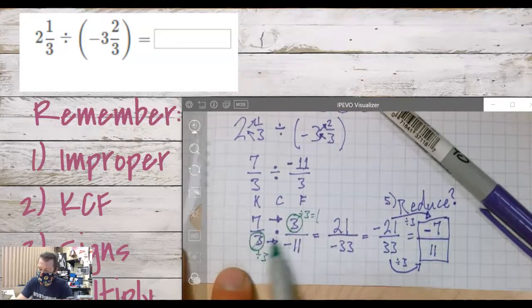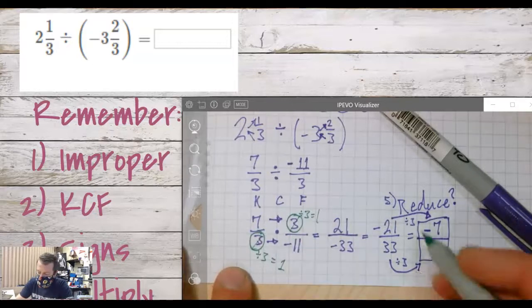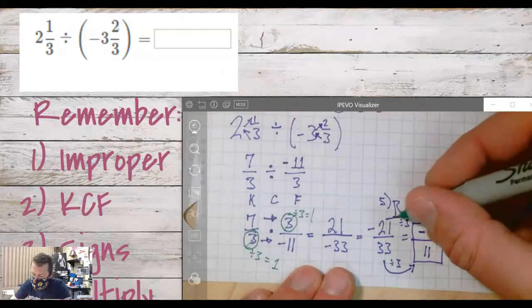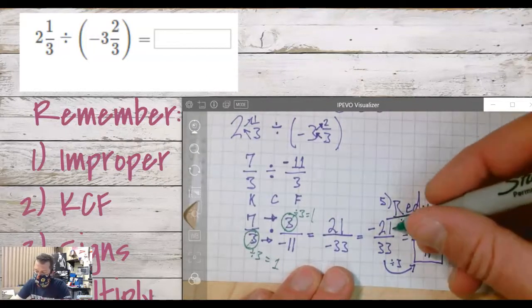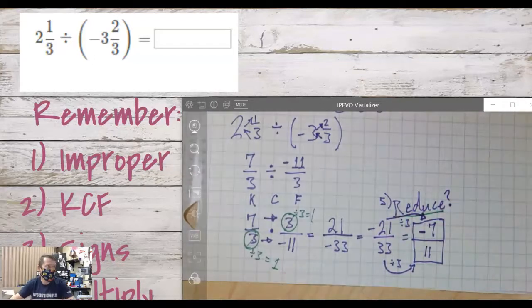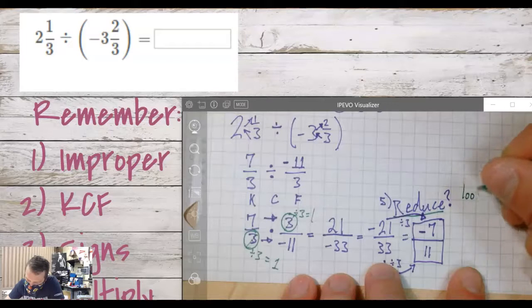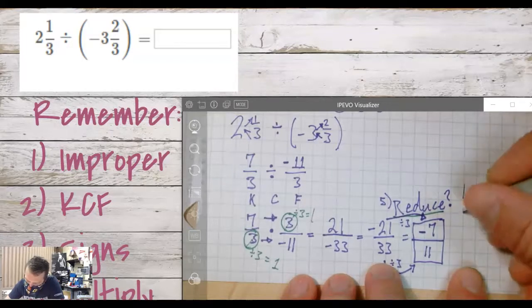So we could reduce back here, or we can reduce right here. Either way, this problem does need reduced because these values of 21 and 33 share a common factor. So to figure out if we reduce, we always look for a common factor.